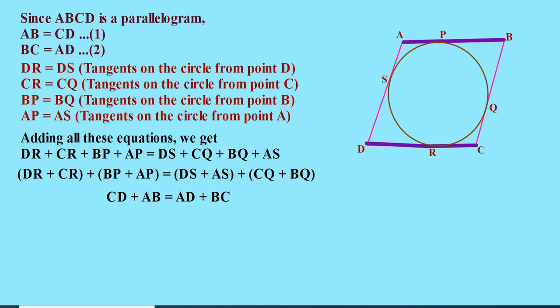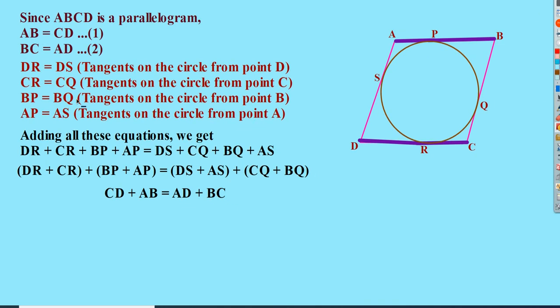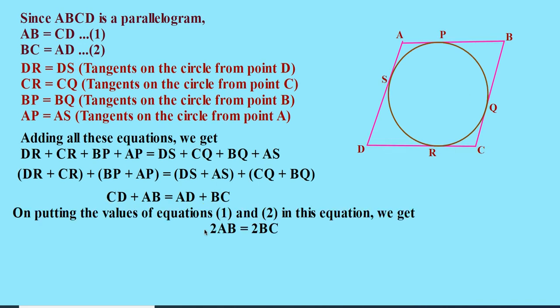Now here look at the equation 1 and 2. Here instead of CD you can write AB because AB is equal to CD. Similarly, instead of AD you can write BC because BC is equal to AD. So this equation will become 2AB, that is AB plus AB, 2AB is equal to 2BC. Dividing throughout by 2 we get AB is equal to BC. Let it be equation 3.